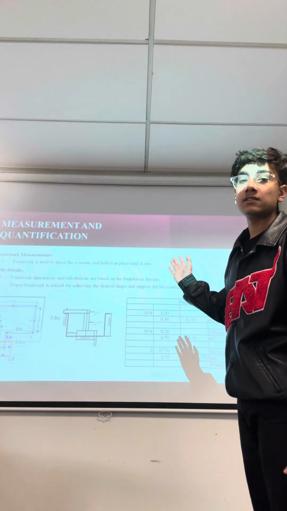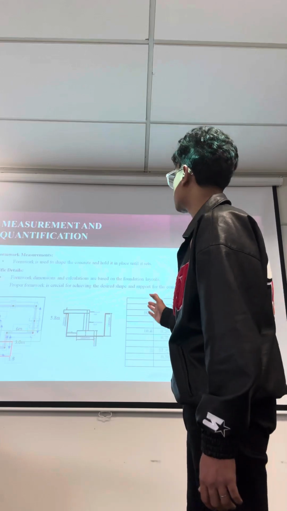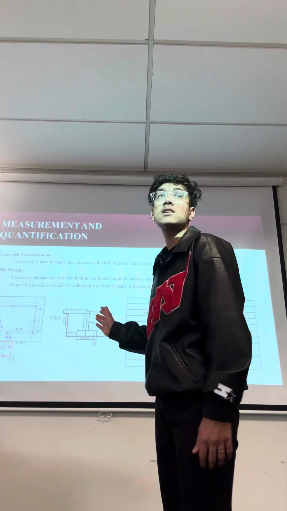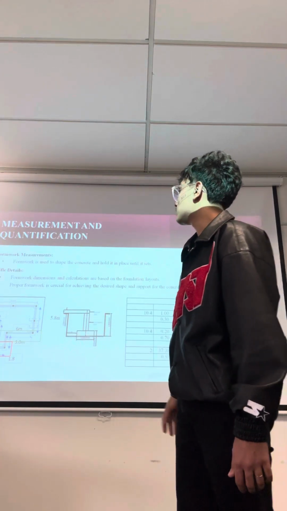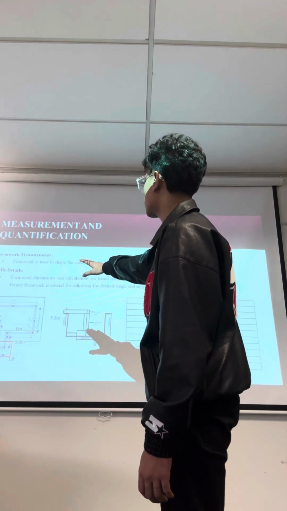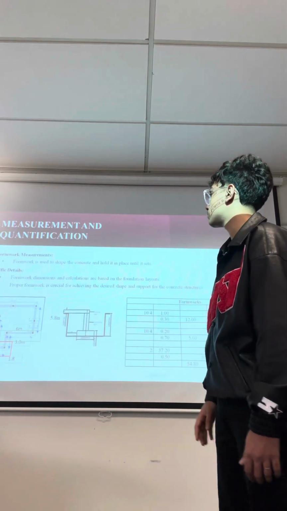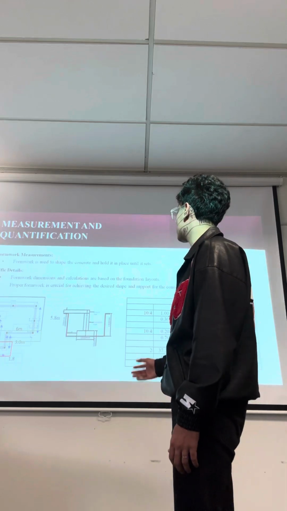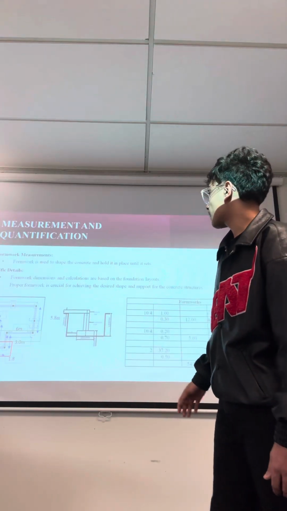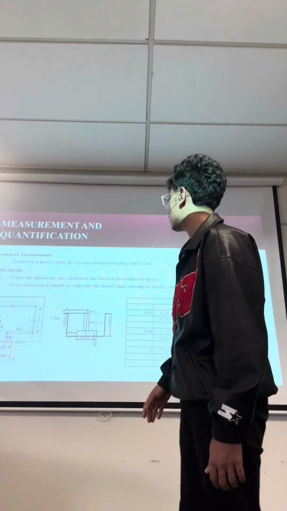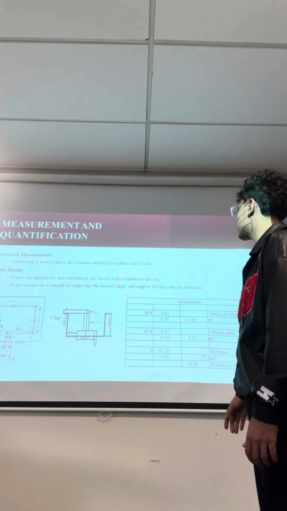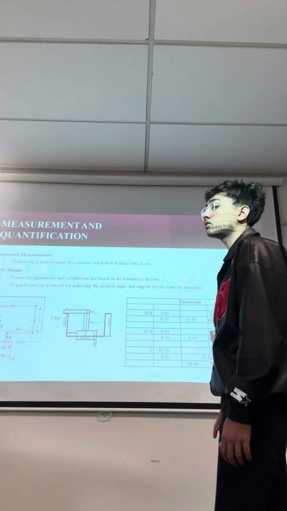So the fourth one is formwork. Formwork is used to shape the concrete and hold it in place until it sets. So here are some specific details about it. The first one is formwork dimensions and calculation are based on the following layouts. The second one is proper formwork is crucial for achieving the desired shape and support of the concrete structure.